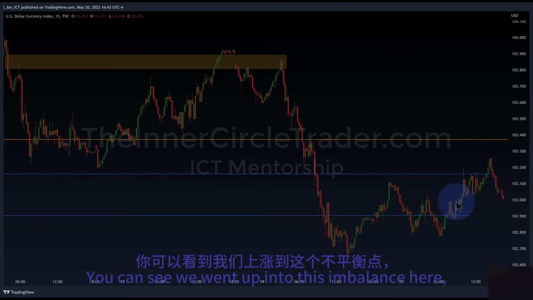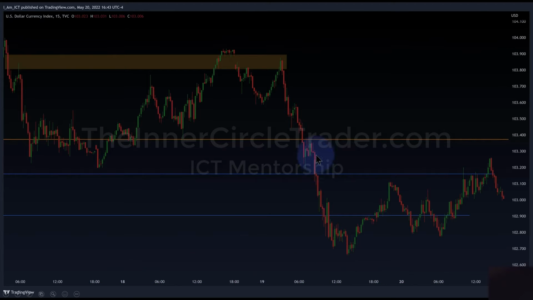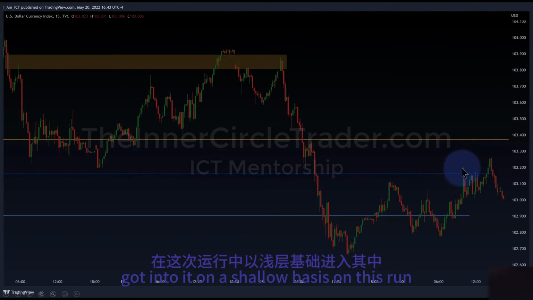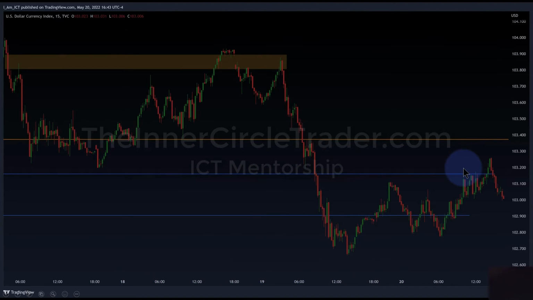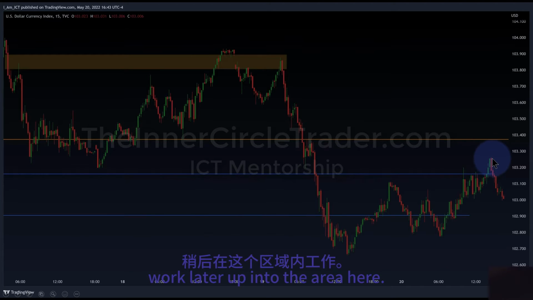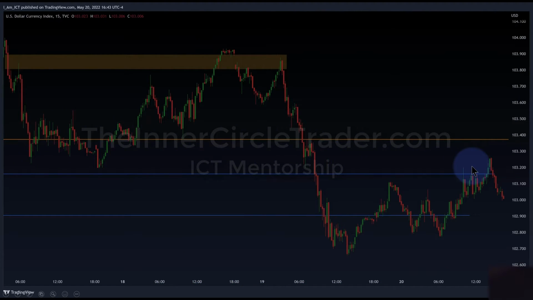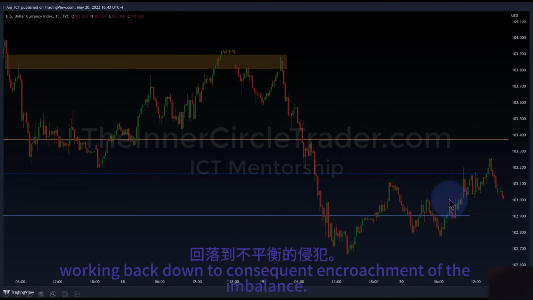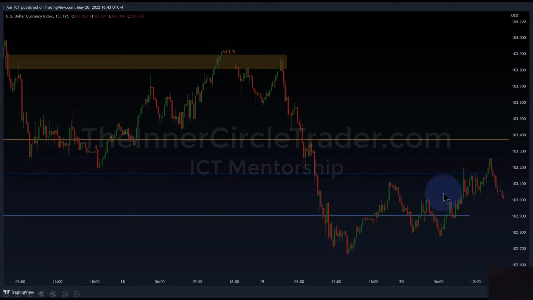15-minute time frame, you can see we went up into this imbalance here. Got into it on a shallow basis on this run, and then worked later up into that area here. Then once trading to that level, working back down into consequent encroachment of the imbalance. Relative equal lows are here. Sell side is also there as well.